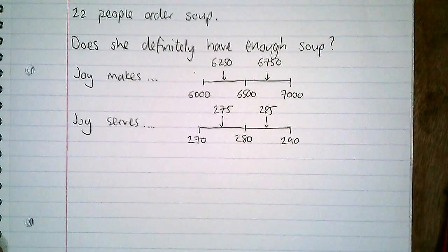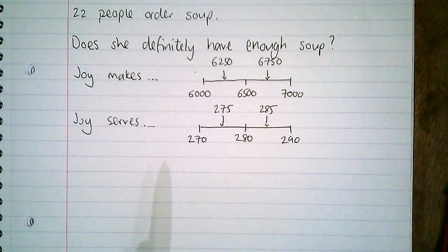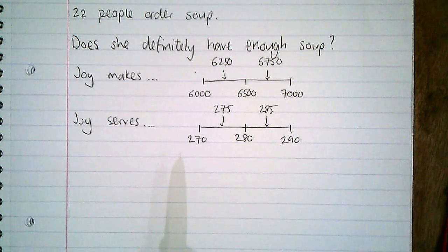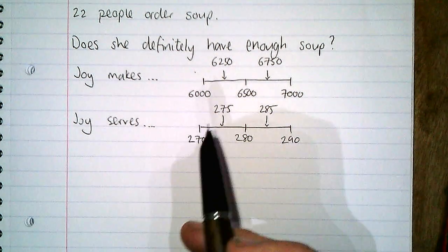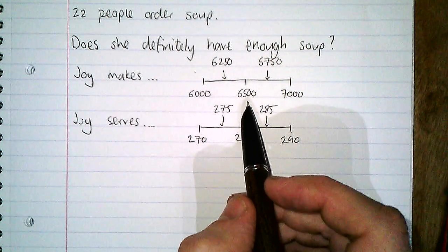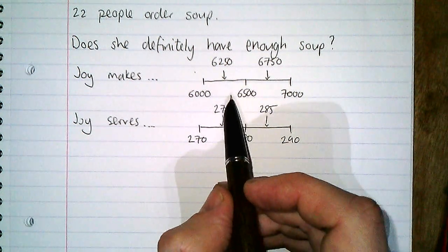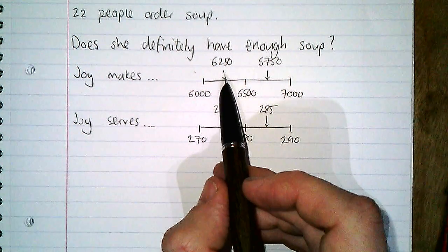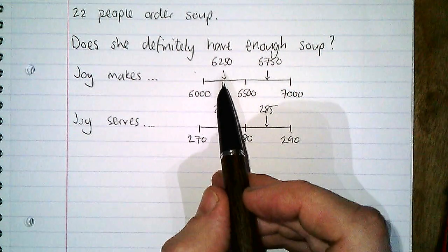It tells us that 22 people order soup. We want to know, does she definitely have enough soup? So what we want to think of is, what's the worst case scenario? What would have to happen in order for her to potentially run out of soup? Whilst it's 6,500 rounded to the nearest 500 millilitres, it could turn out that she hasn't made that much soup. Maybe she's actually made the smallest amount of soup, so 6,250. So she's got less soup. That's when she's more likely to not have enough soup.